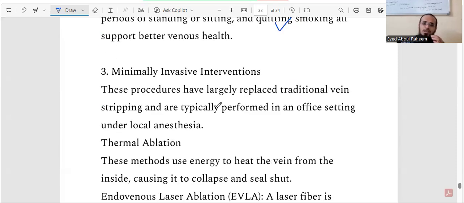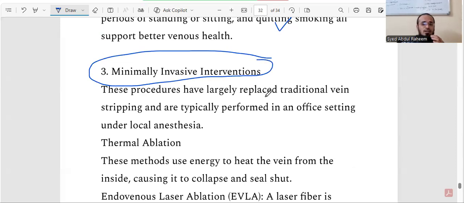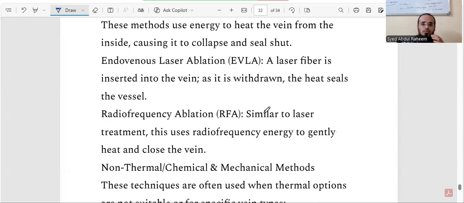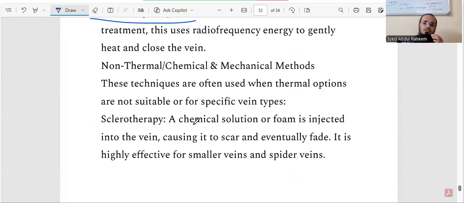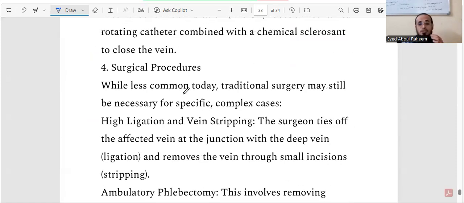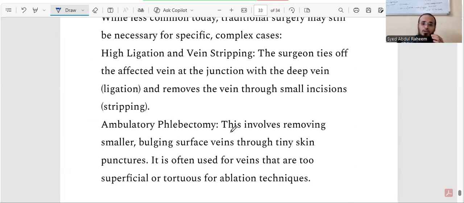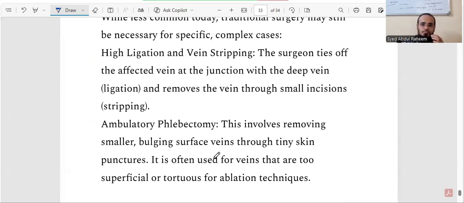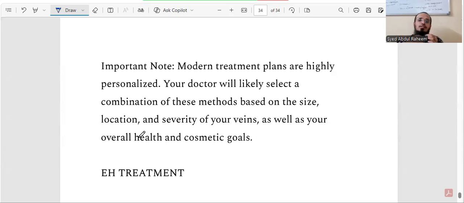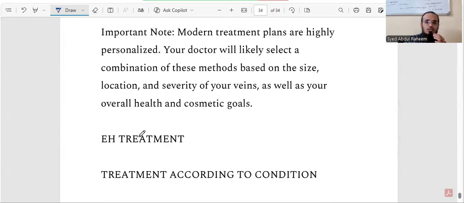In allopathy there are minimally invasive interventions also, for example laser ablation and radiofrequency ablation. They will do minimal surgery. Or else surgical procedures are also there, like ambulatory phlebectomy, which removes small or bulging veins. According to their protocol, they will follow and treat. Sometimes valve replacement will also be done if the valves are completely damaged. So this is all about varicose veins.